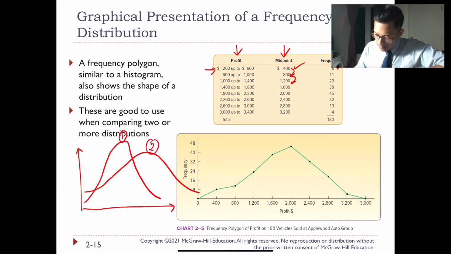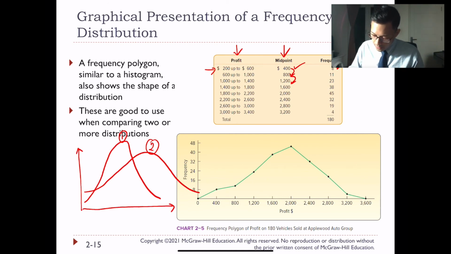For example, you have two car dealers, or two locations of car dealers, and you have profit observations of each car sold in each car dealer. In one car dealer, the distribution of profit is the following, but in the other one, the distribution of profit is the following. This tells you a lot.